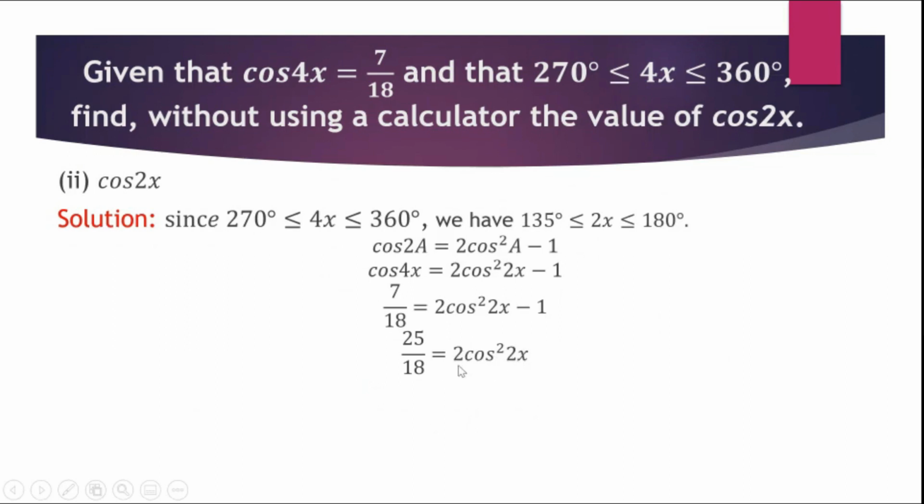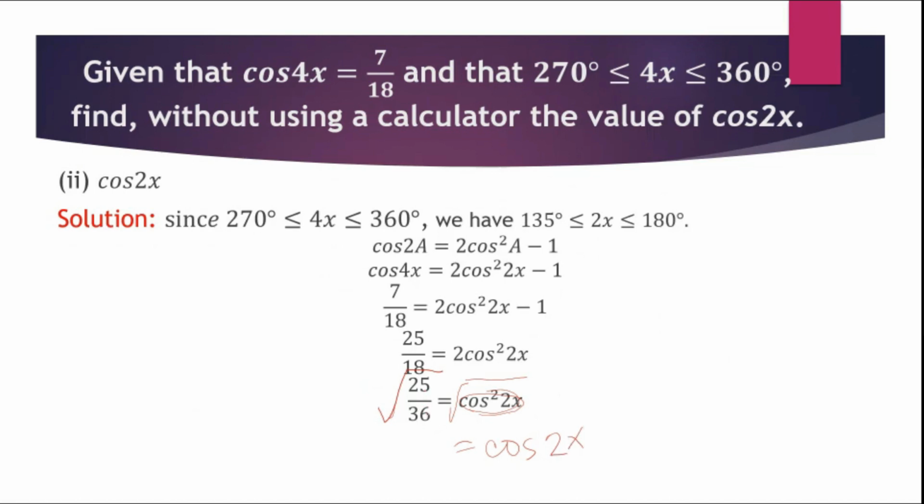Divide both sides by 2 naman po tayo. So, divide both sides by 2. Okay, you will have 25 over 36 equals cosine squared 2x. Ayan. Okay, so now we can isolate cosine 2x fully by getting the square root of both sides. Okay. So, we will have here cosine 2x na lang.